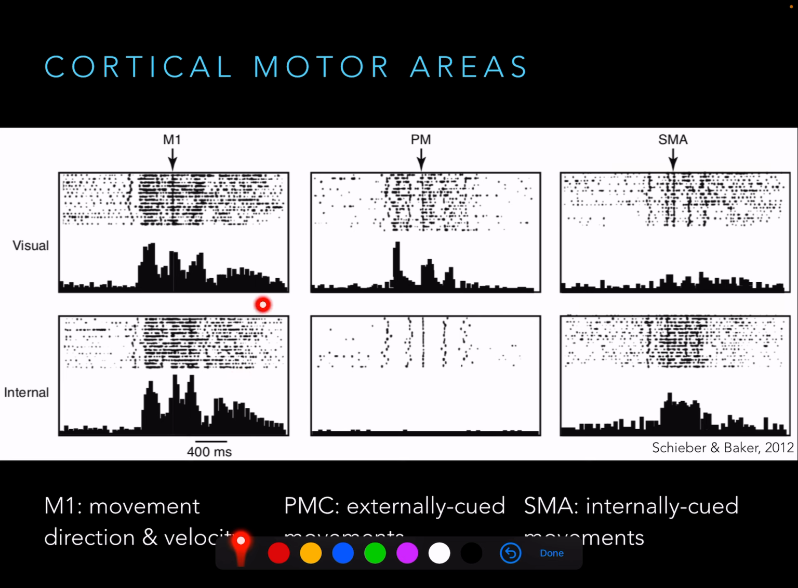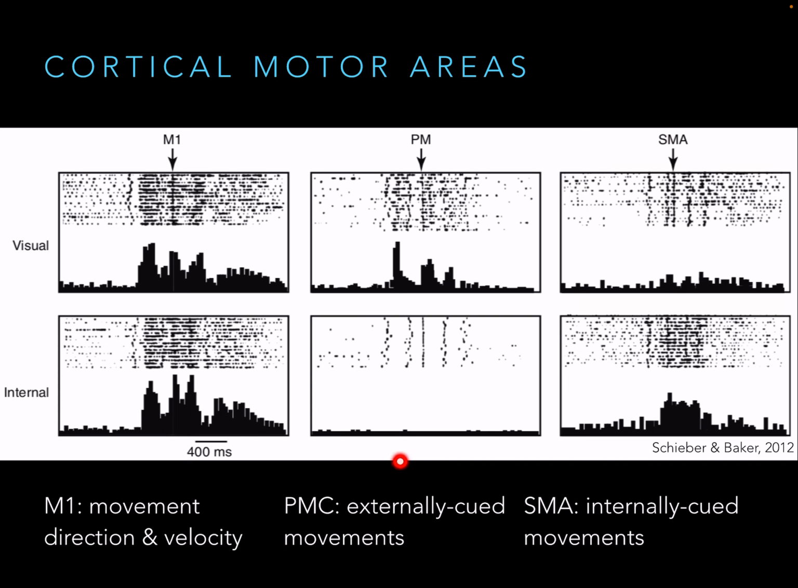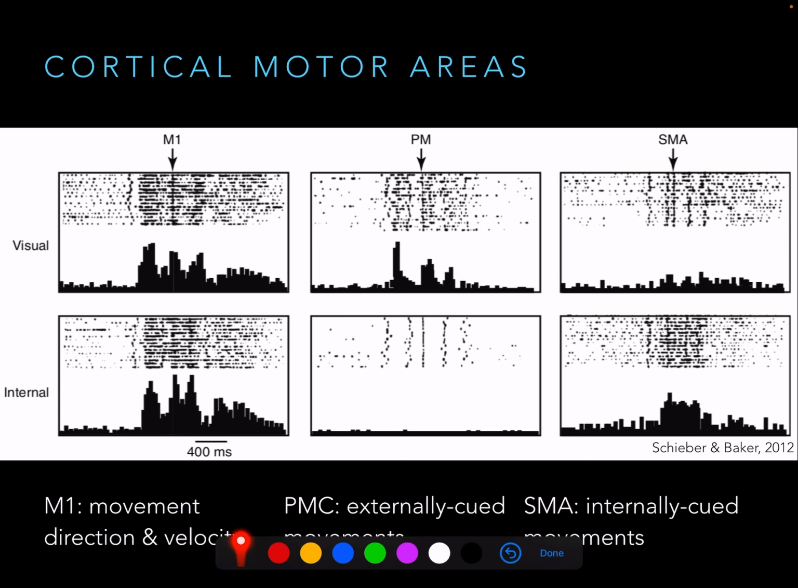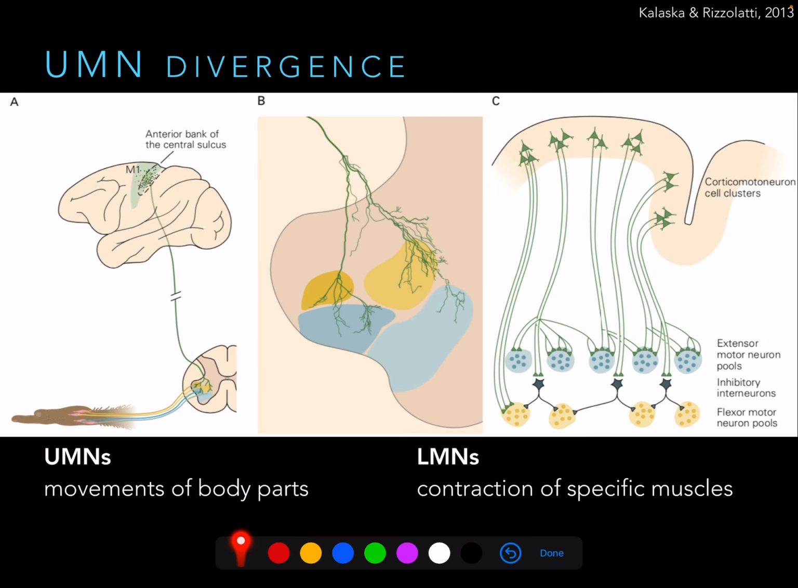So, all movements require primary motor cortex. Externally guided movements are more reliant on this premotor cortex, and internally guided movements are more on the supplementary motor area. So two association areas talking to the primary motor cortex. And then those upper motor neurons go and talk to lower motor neurons. Again, we're getting from bigger ideas to smaller ideas. We're going to map from movements to muscles.